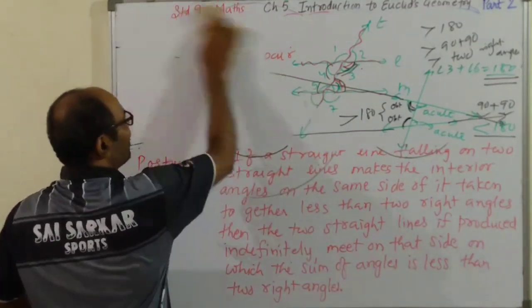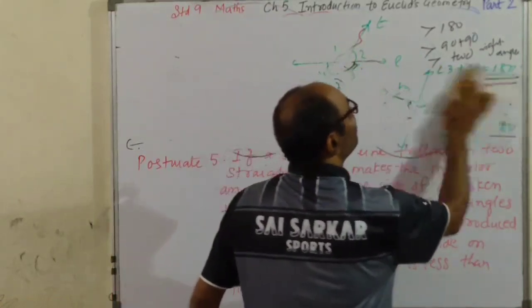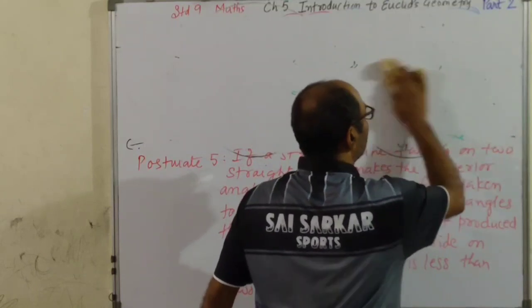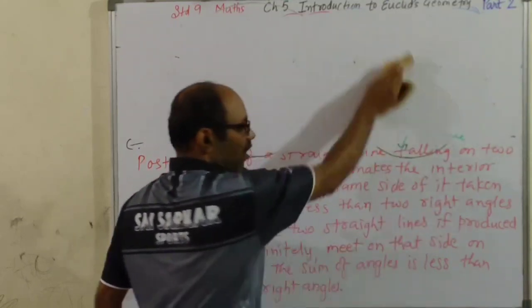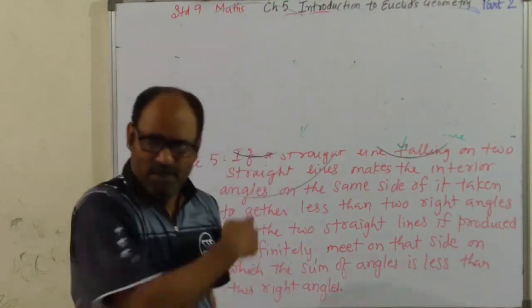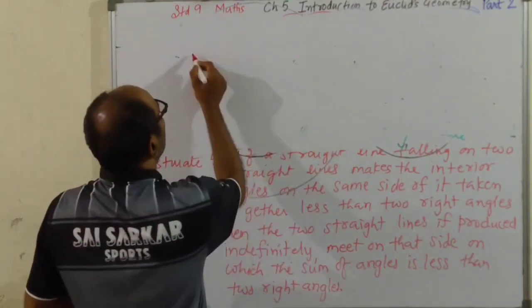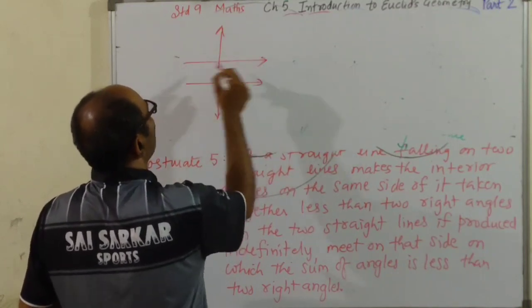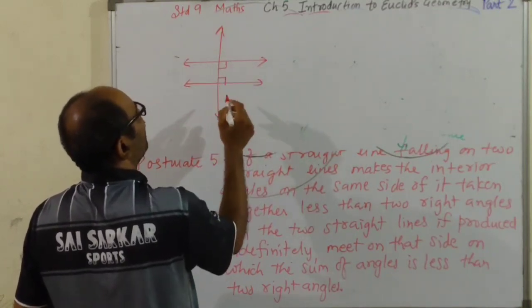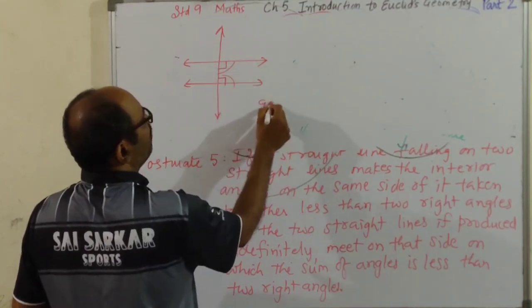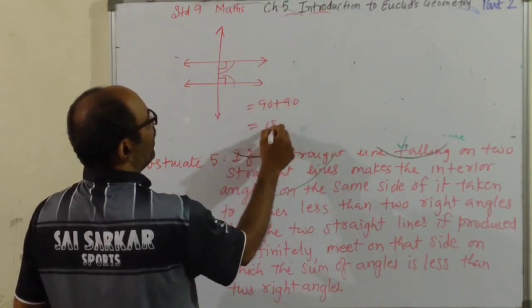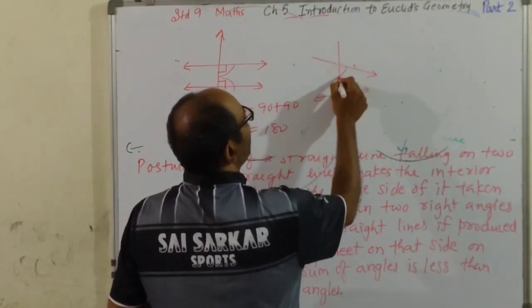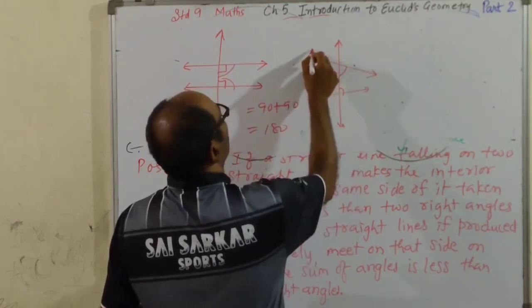Still not easy, children. Now you will understand a little. Let's try to understand what the statement says. But before we read the statement, once again: this is a transversal, and these are two lines. 90 and 90, so these interior angles are 90 plus 90, meaning 180, two right angles. Look at this angle and this angle, interior angles on the same side of the transversal.